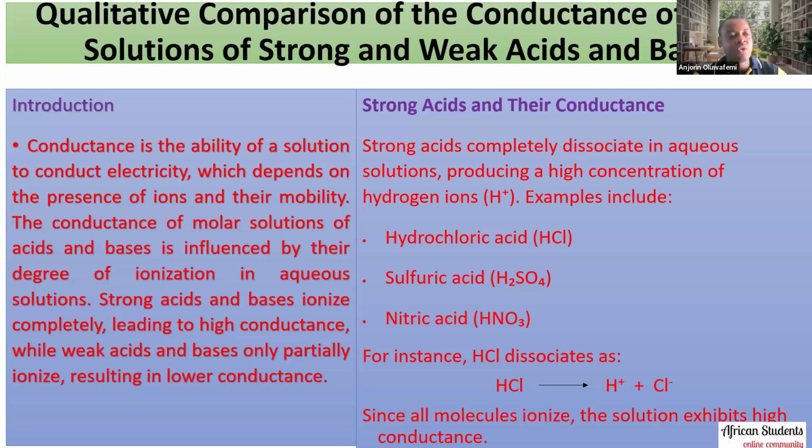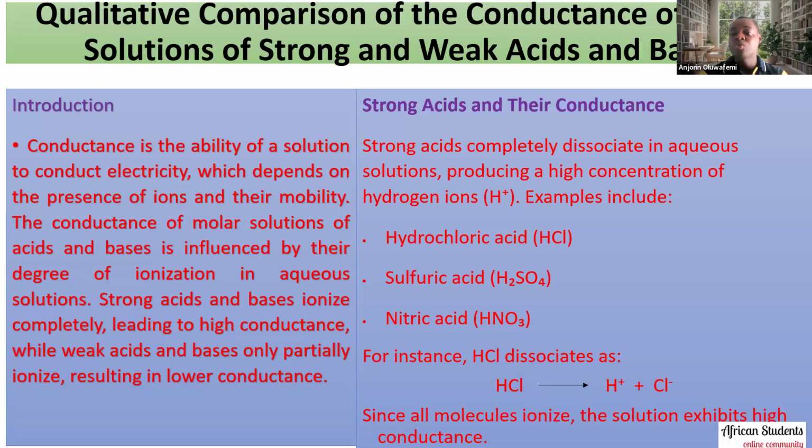So when we look at strong acids, you discover that they have high conductance rates. The reason is because they have the ability to ionize completely, compared to weak acids or weak bases that do not ionize completely, and as such, their conductance level is also reduced. Now let's look at strong acids and their conductance.